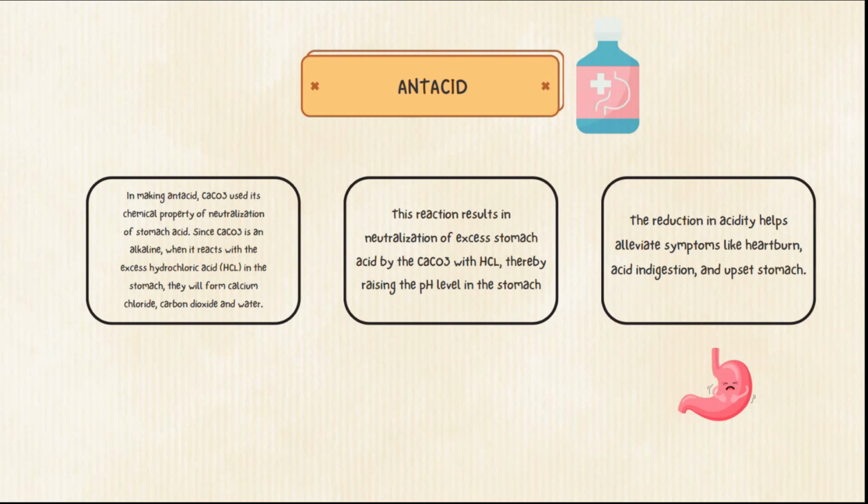As we all know, our stomach has hydrochloric acid to digest our food. But when it comes to a situation where it has more than the supposed amount, we will have nausea or stomach ache. So we will take medicine such as antacid because the reduction in acidity helps alleviate symptoms like heartburn, indigestion, and upset stomach.